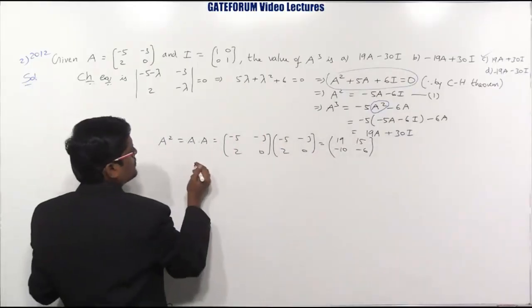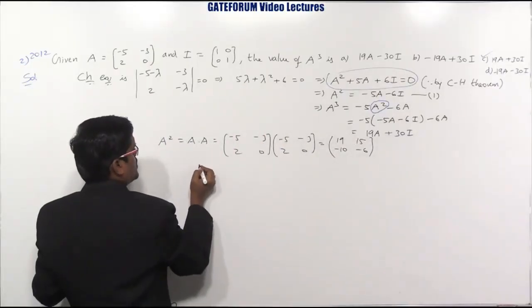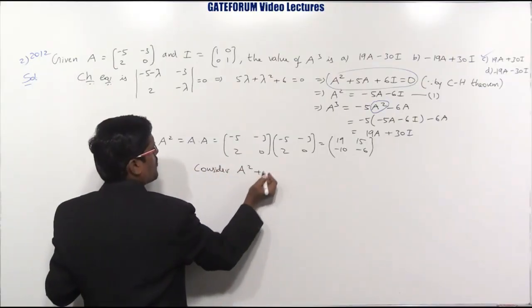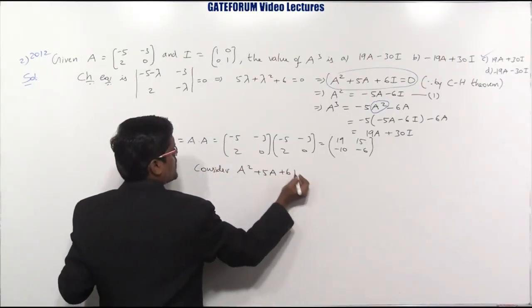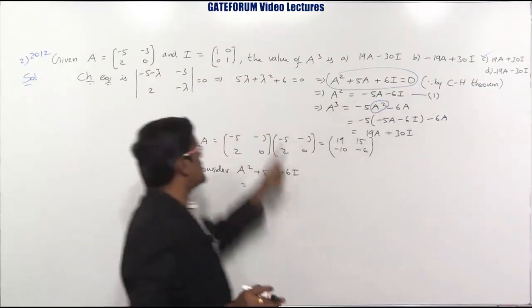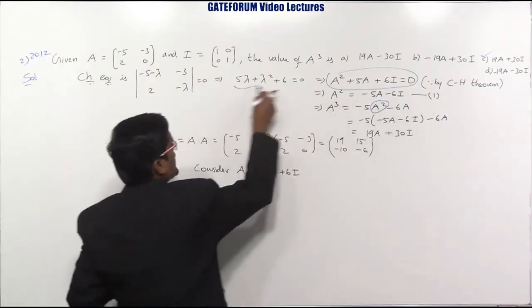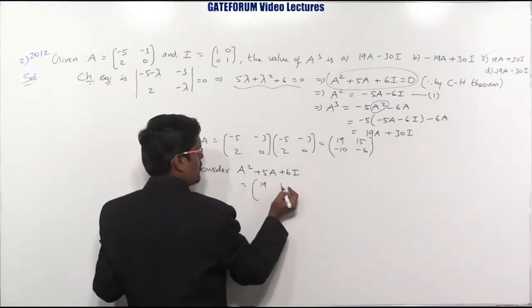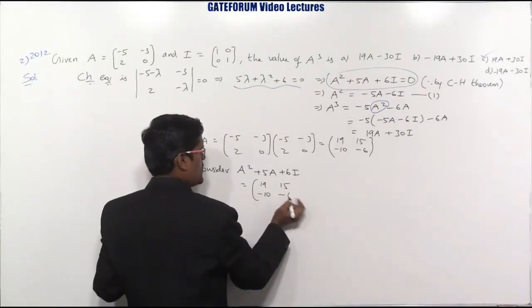Okay, so consider A square plus 5A plus 6I. So I am simplifying this. I have to get the zero matrix. That is called satisfying this equation. This is the characteristic equation. Okay, so the A square value is 19, 15, minus 10, minus 6.